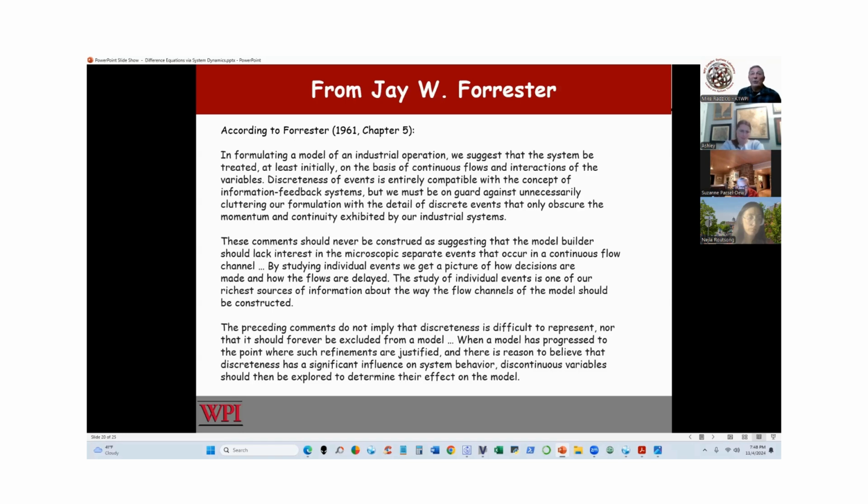By studying individual events, we get a picture of how decisions are made and how the flows are delayed. The study of individual events is one of our richest sources of information about the way the flow channels of the model should be constructed.